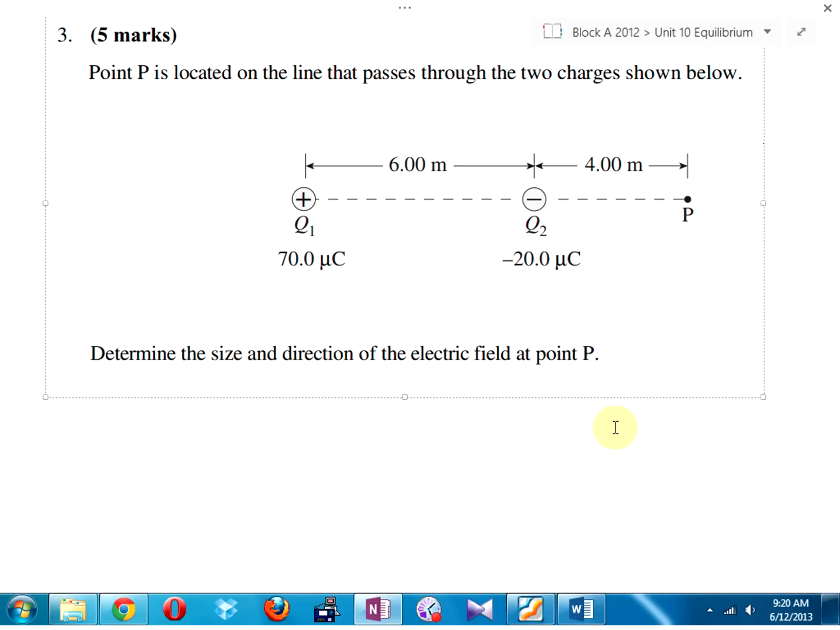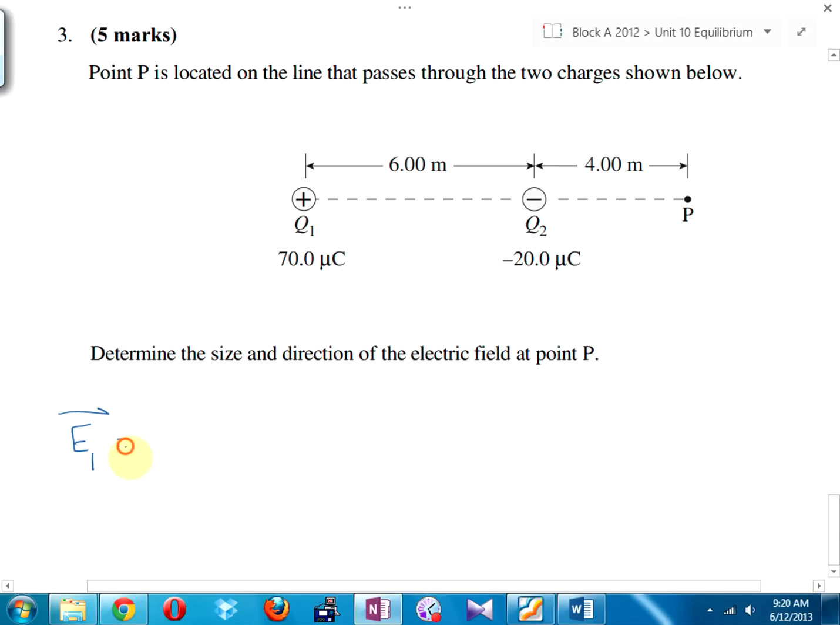How many points are sending out an electric field? I'm going to find them both, magnitude and direction, and then add them vectorially. So I'm going to find them each individually. First one I'm going to find is electric field of charge 1. What is the equation for the electric field from a point charge? So it'll be KQ1 over R squared.